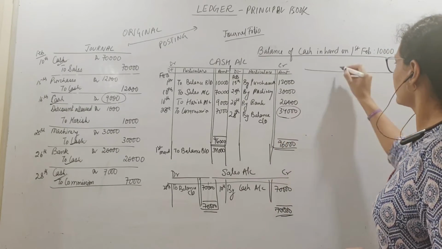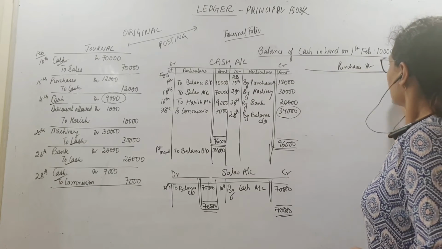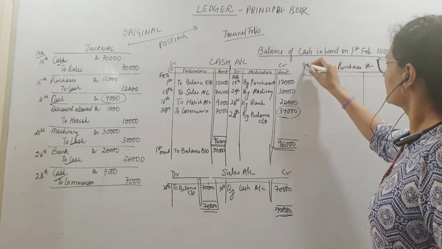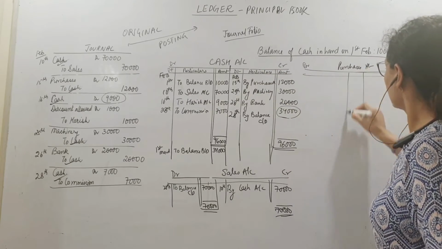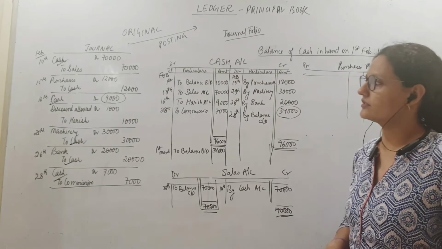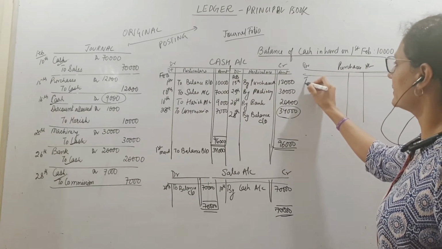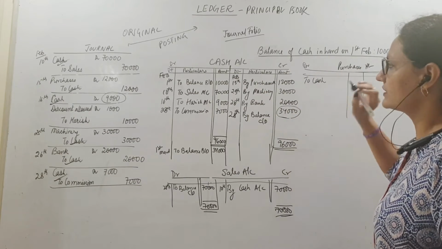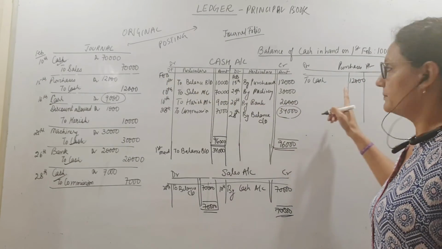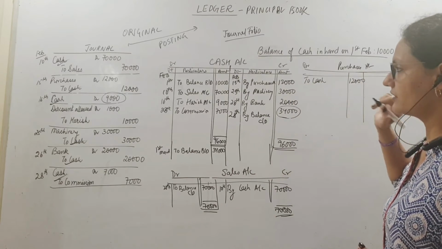If I make the purchase account, see here. Purchase account. Okay? Then, this is the debit side. This is the credit side. I'm just focusing on the amount right now. Dates you can easily post, right? Purchase account is being debited. So on the debit side it will come as to cash, 12,000. Correct? Purchase, debit side, corresponding credit account is cash, so it comes here.